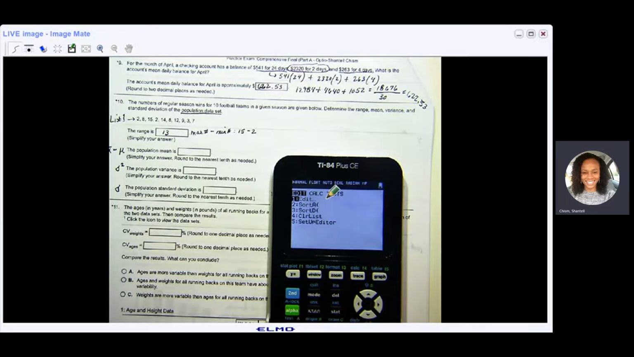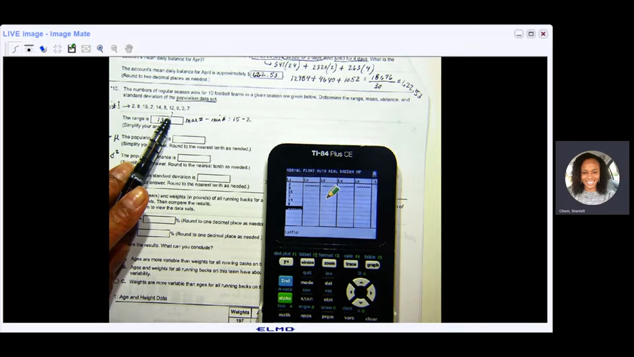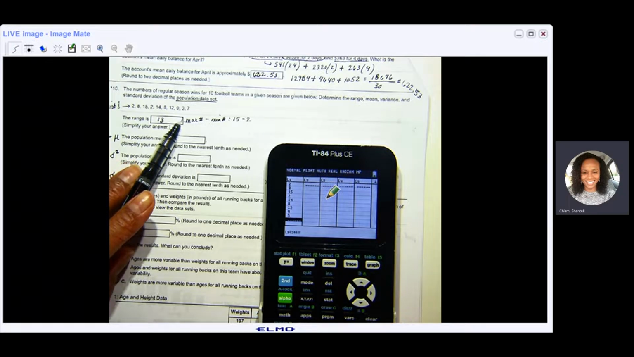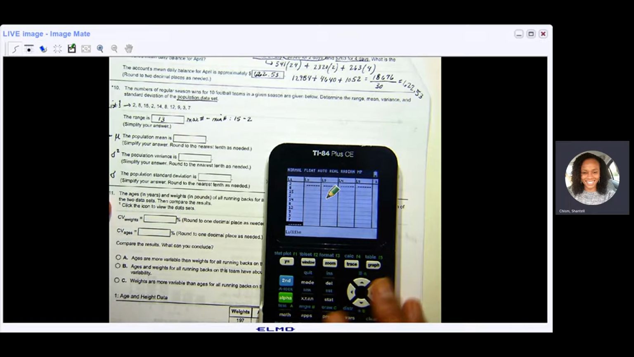So let's put these numbers into our list. Press stat, edit is highlighted, so press enter. Let's clear out list 1: arrow up and press clear, enter. And our numbers are 2, 8, 15, 2, 14, 8, 12, 9, 3, 7. So we got 10 values entered in. You always double check them: 2, 8, 15, 2, 14, 8, 12, 9, 3, 7. So we're good there.